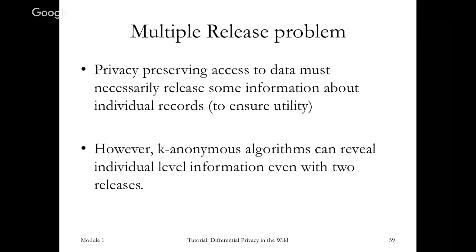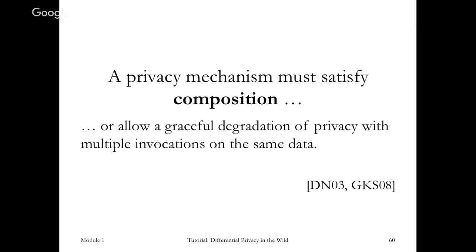So the problem here is the problem of multiple release. It's not necessarily true that you only release things once. Even when you have multiple releases, you should be able to guarantee some amount of privacy. In k-anonymity, for instance, even 2 releases are enough to uniquely identify individuals, and that's a problem. So an important desiderata, again, is that a privacy mechanism must satisfy composition, which is, you should allow for a graceful degradation of privacy with multiple invocations on the same data.